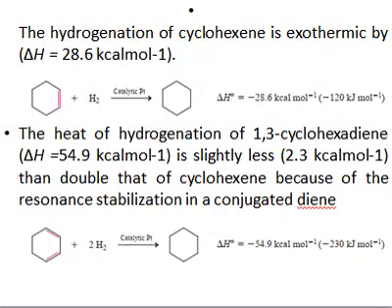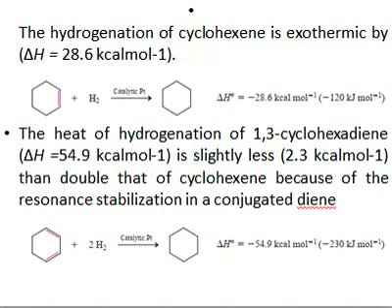So let's consider the hydrogenation of cyclohexene. Cyclohexene has one double bond. When hydrogen adds to this double bond, 28.6 kilocalories per mole of energy is released. This is the energy released when we carry out hydrogenation of a double bond. But if a molecule has two conjugated double bonds, then the heat energy evolved should be almost double. This energy is almost double, but the amount has reduced to some extent.